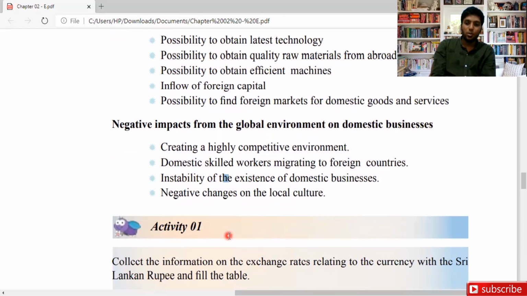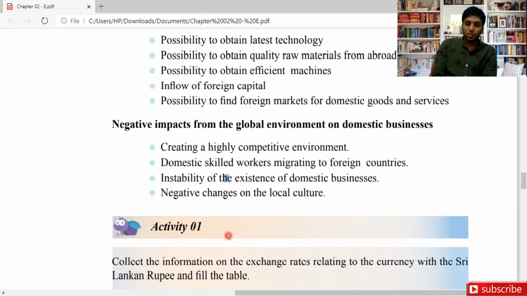Domestic skilled workers migrating to foreign countries. If you are highly qualified, please do not go outside because you are not working for your country. If you work for some other country, you are making the other country rich and you are putting your country down. Sometimes you might feel that your country is not paying you more, but I always say love your country. Whatever you do, do for your country as much as possible. One day it will survive and become one of the richest countries on earth.